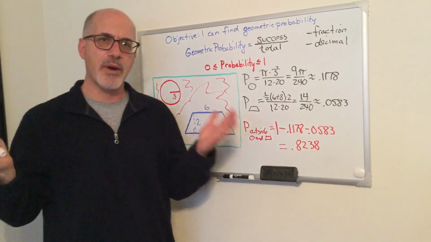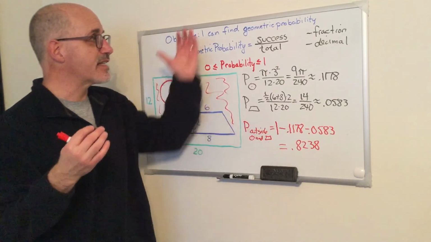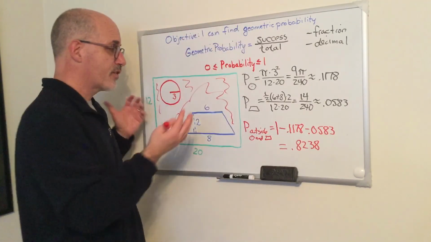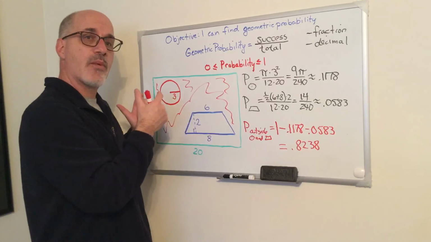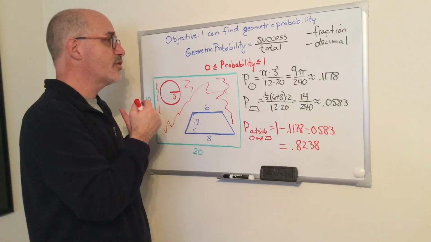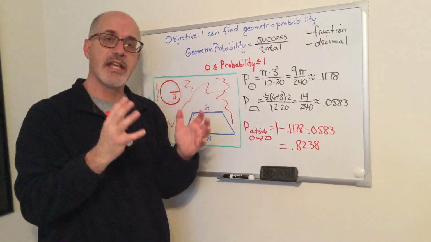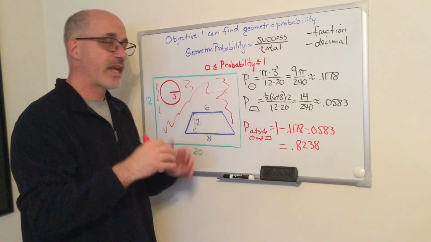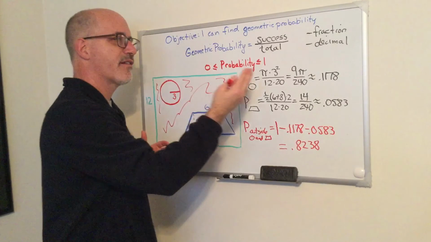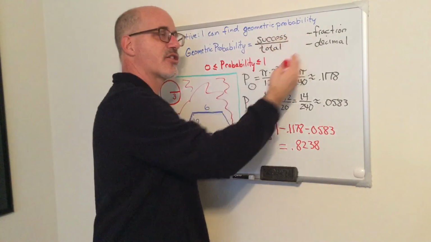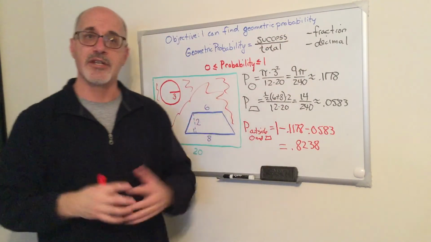So geometric probability is finding the success over the total. For today, we wanted to talk about how we do it with area. What you do for the success is find the area of the one region that we're aiming for, and put it over the total amount, find that answer in either fraction or decimal form, and we have geometric probability.